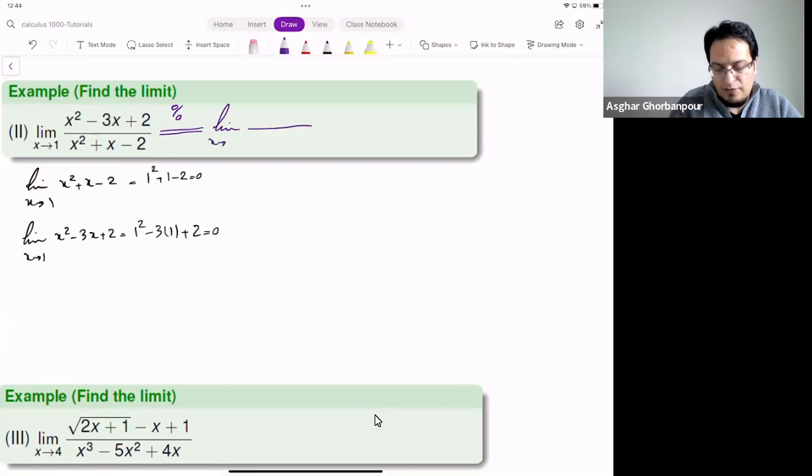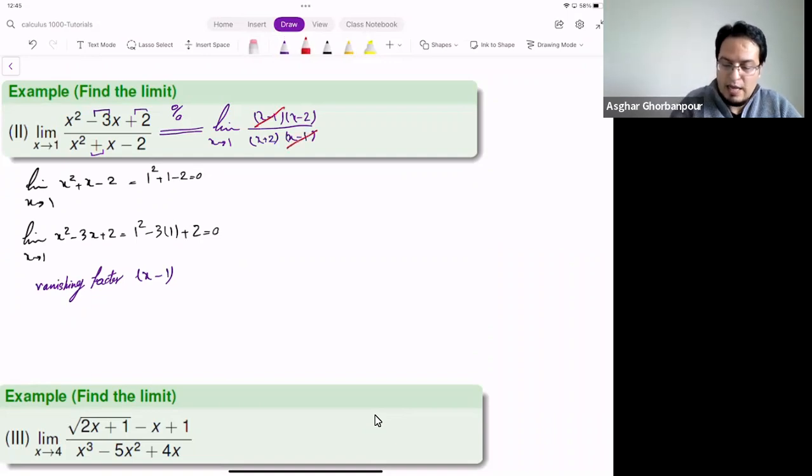And now I have to factor and cancel. The vanishing factor here is x minus 1. Well, these are quadratics. You try to factor them, and you will notice that both of them have x minus 1. Two numbers that add up to -3 and multiply to 2: -1, -2. Two numbers that add up to 1 and multiply to -2: that's plus 2, -1. And as you can see, this cancels with that, and we have a completely new limit.